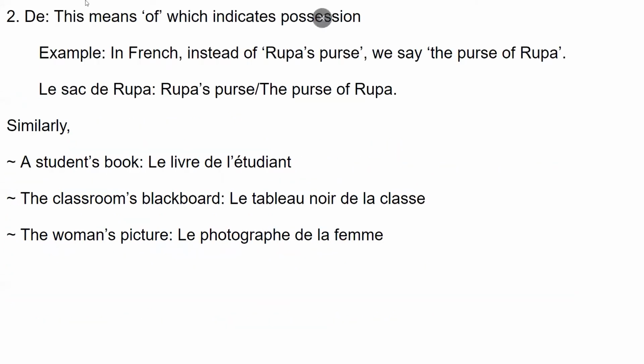Moving on, we have the French preposition de, which could mean of or from depending on the context. Of, for one, is a word that indicates possession. So in French, instead of saying Rupa's purse, we say the purse of Rupa. So le sac de Rupa would mean Rupa's purse or the purse of Rupa.